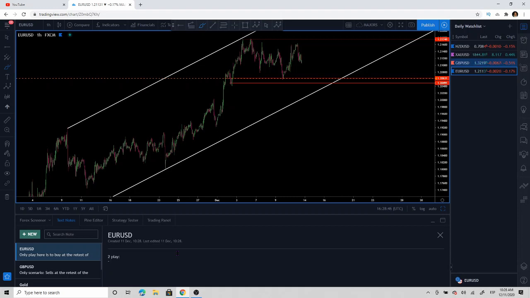So the bullish play is a retest of the 120.50 and structure. That gives us, what was it, 5.2 R or so. And the bearish is the break of the 120.50 and the structure. Pretty straightforward, right?